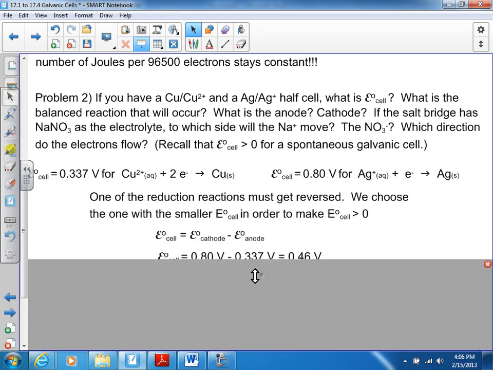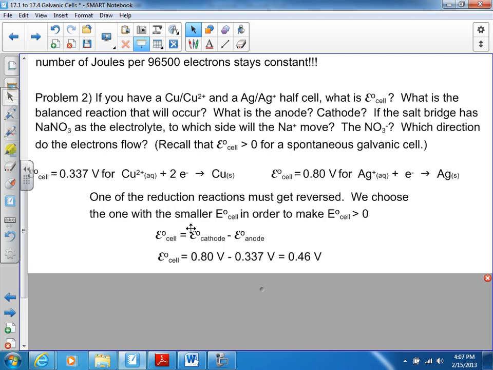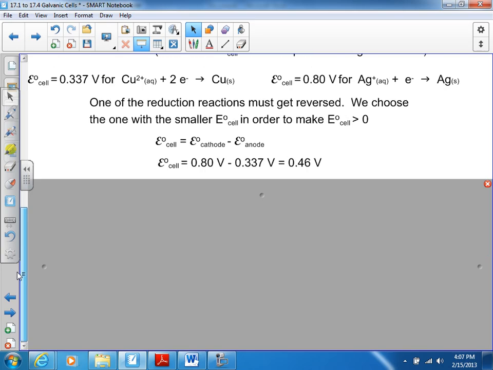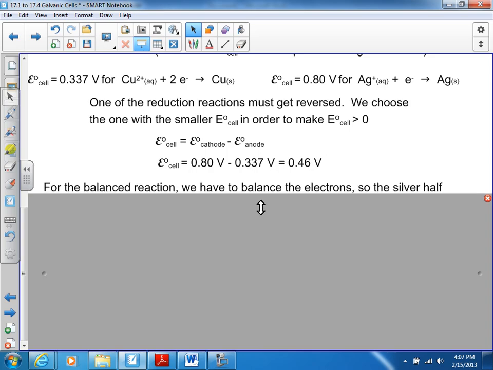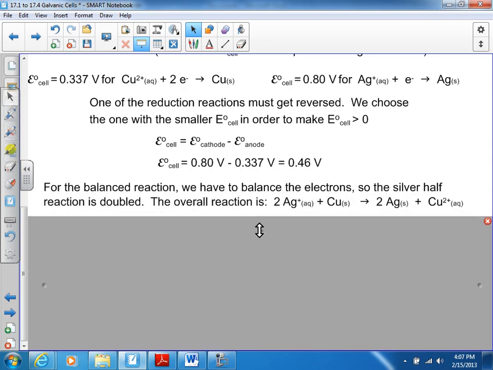Okay. And then E cell is E cathode minus E anode. There's E cell, the standard cell potential. Now to balance the reaction, I have 2 moles of electrons here and 1 mole here, so I have to double this overall reaction. Here's my balanced reaction.